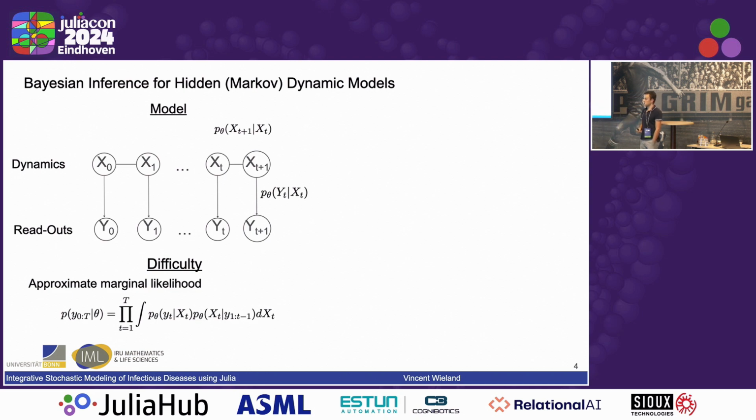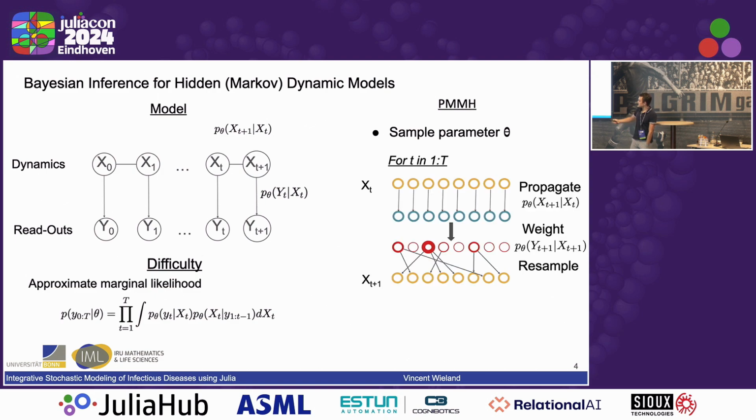So a lot of simulating and integrating out would be involved there, and the general idea how one can do that is particle marginal Metropolis-Hastings, or particle marginal MCMC methods. They sample a parameter as you would do in a normal MCMC method, and then approximate this likelihood by saying, okay, we take a number of particles at xt, we propagate them forward based on this transition law which we know, then we weight them based on how well they match our data, and having weighted them, we can resample them.